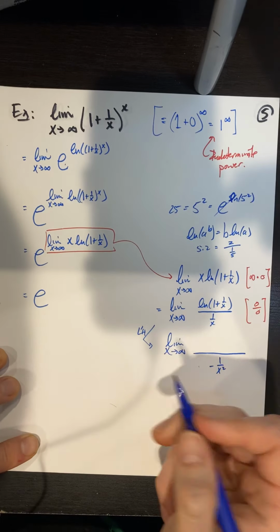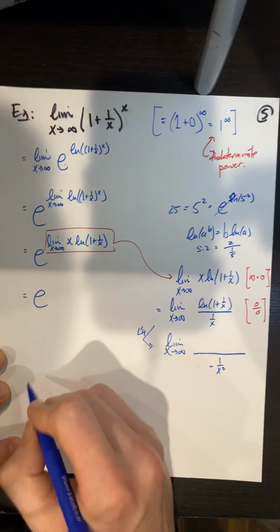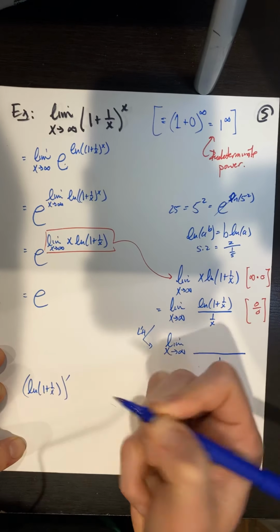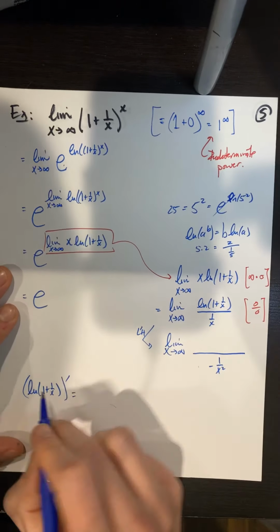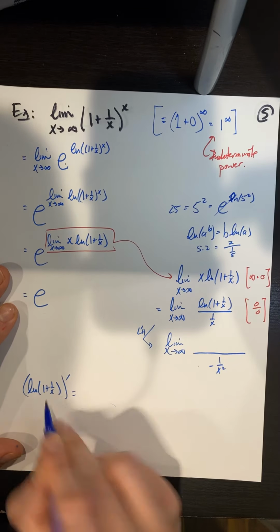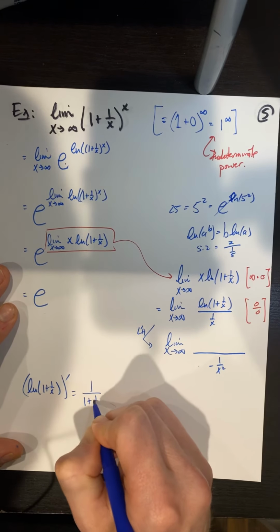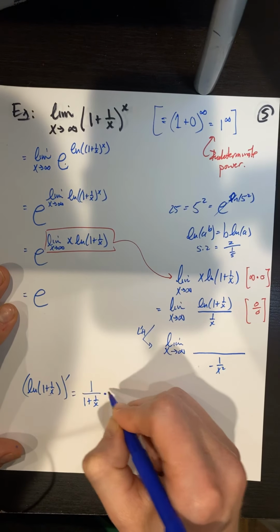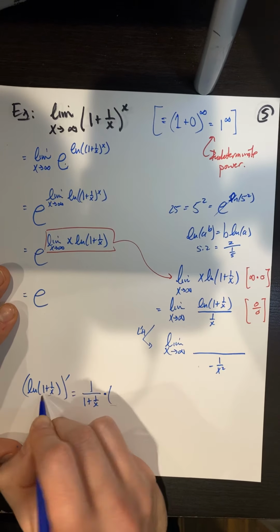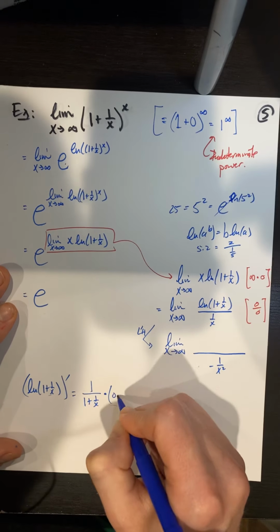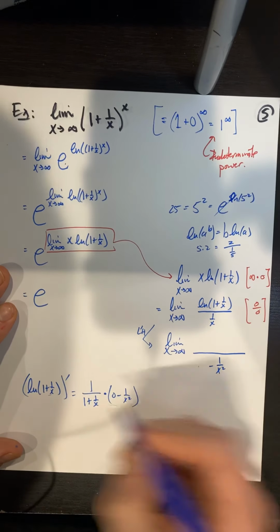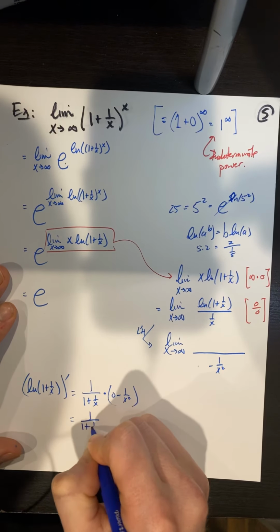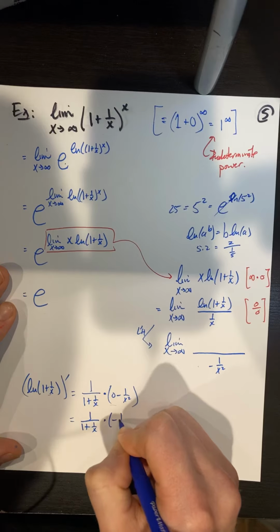Okay, so what is the derivative? Let's go over here. Let's see, ln of 1 plus 1 over x. The derivative of that. So the derivative of ln of anything is just 1 over that thing, correct? So 1 divided by this stuff. Now I have to multiply by the derivative of the inside. The derivative of 1 is 0, and the derivative of that is negative 1 over x squared. So my derivative of the top thing is 1 over 1 plus 1 over x times negative 1 over x squared.